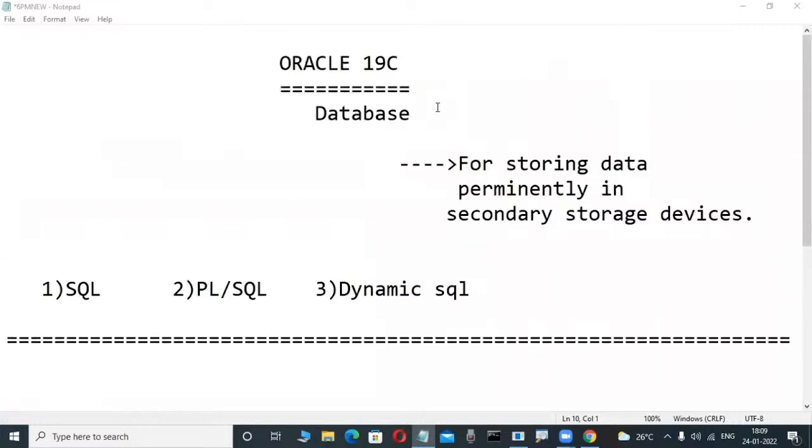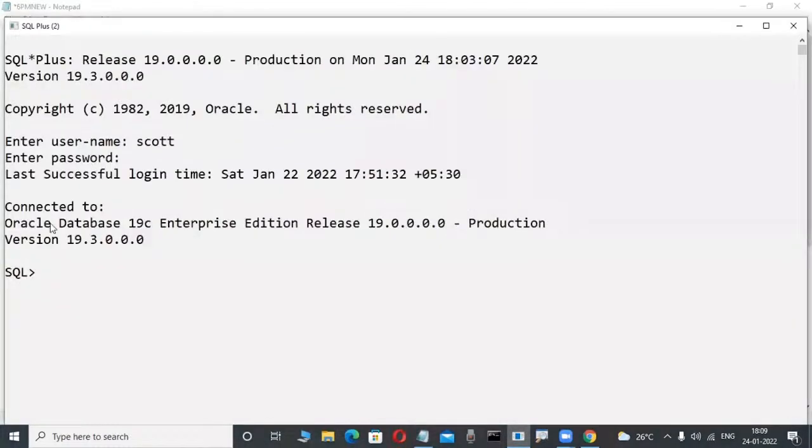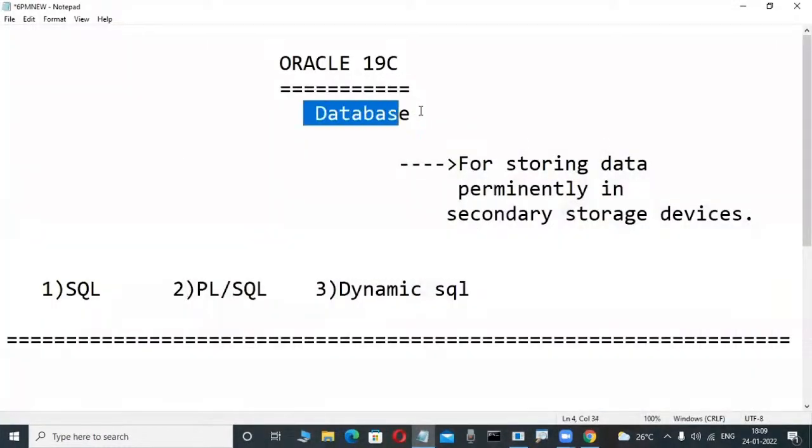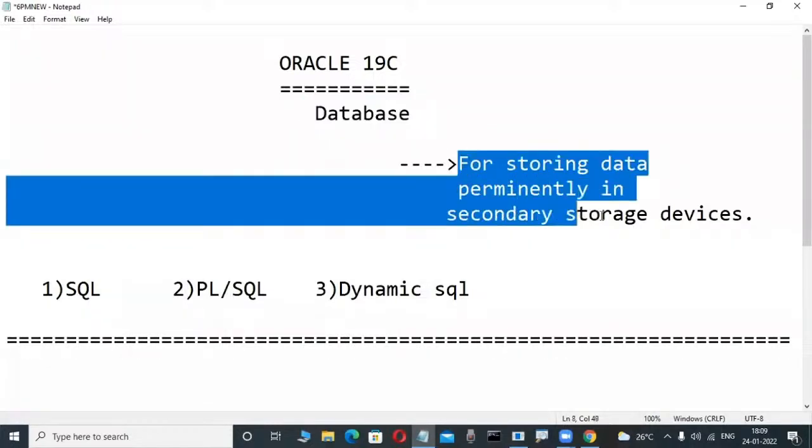Concentrate here. What I am telling, if anybody did not attend the previous classes, don't be afraid, don't worry. Simple. Now Oracle is a product from Oracle Corporation. 19C is a version. Don't worry. This Oracle is a database product. This is a database product only. Previous class notes, just for idea purpose, for newcomers. What is the purpose of this database product? It is for storing data permanently in a hard disk.